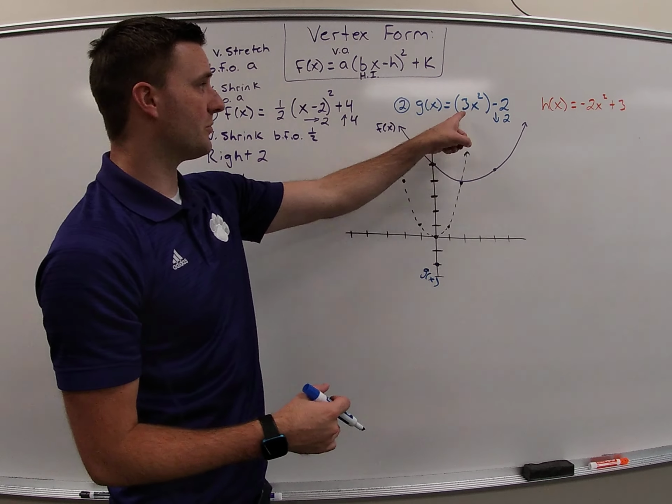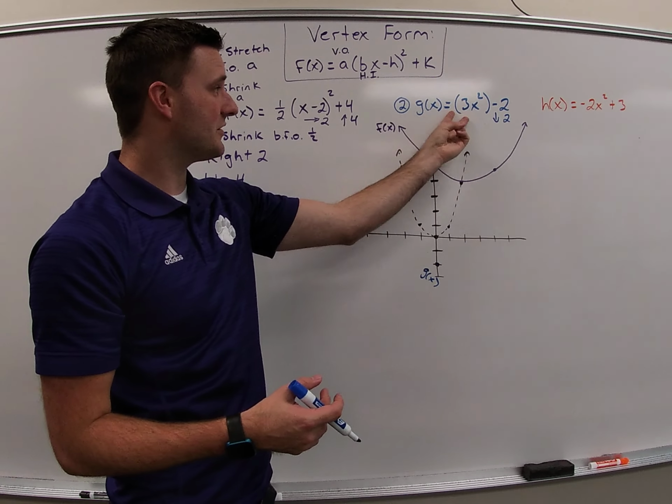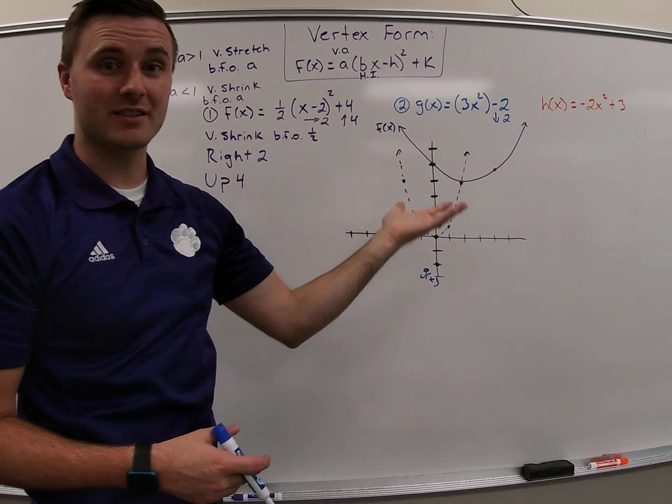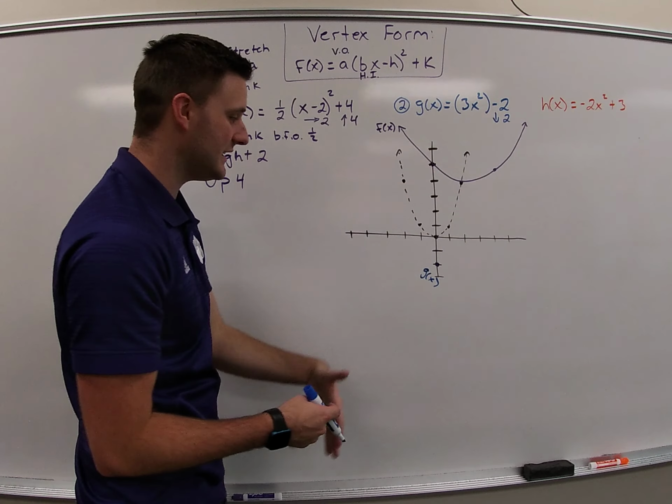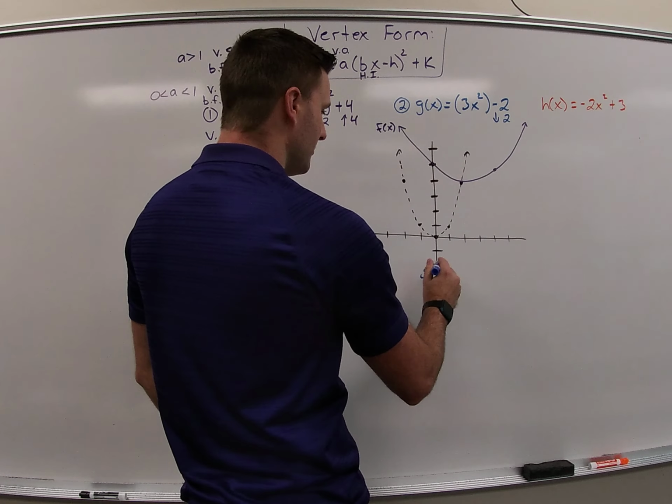Now, this 3, again, is slope. So really, whether it's on the inside or outside of the parenthesis, it's basically slope. So this is 3 over 1, technically. And so 3 over 1, we're just going to go up 3.